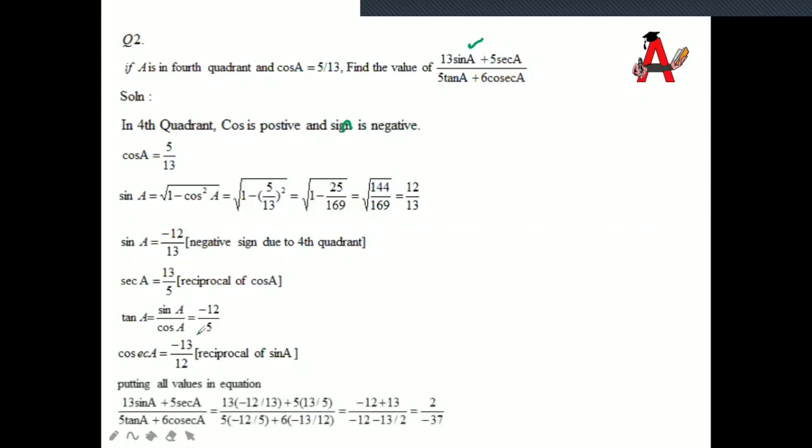We will input all the values here. 13 into sine A plus 5 sec A upon 5 tan A plus 6 cosec A. 13 into minus 12 upon 13 plus 5 into 13 upon 5, upon 5 into minus 12 upon 5 plus 6 into minus 13 upon 12. We will cancel this 13, 13. We cancel this 5, 5. We will get minus 12 plus 13 in the numerator. We will get minus 12 and minus 13 upon 2 in the denominator. This will become 2. So you will solve it further. You will get minus 2 upon 37.